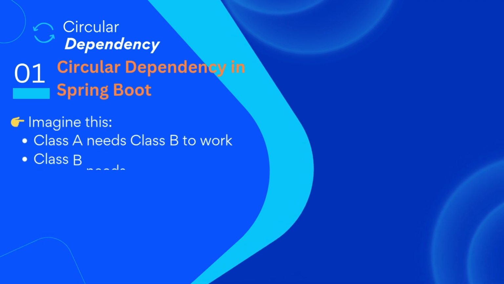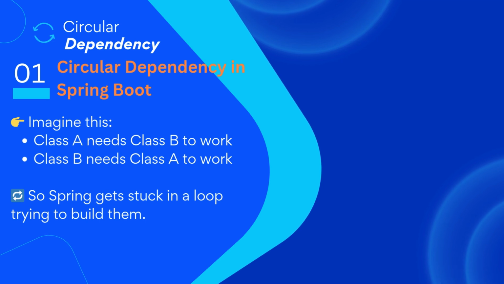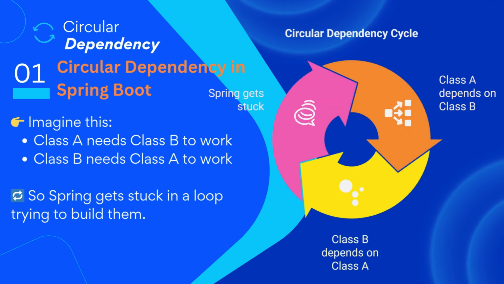In Spring Boot, a circular dependency happens when two or more beans depend on each other directly or indirectly, forming a cycle. Here is a basic example. Class A needs class B and class B also needs class A. When Spring tries to create these beans, it gets stuck because neither can be created without the other. Spring ends up in a loop trying to resolve this dependency, but it never finishes. That is called a circular dependency.